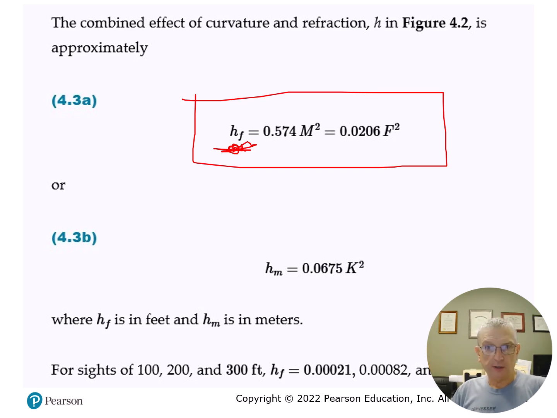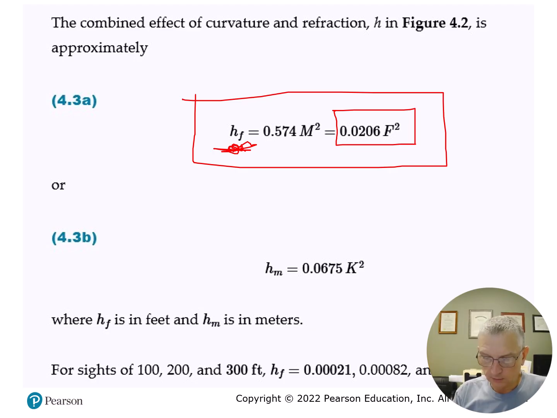And you come over here, this is the one that we would use the most, 0.026 times F squared, and F is the number of thousands of feet. So if you're 4,000 feet, then this would be 4 squared, or 16 times 0.026. And so just to look at that, 4 miles, that's 5280 times 4. Well, let me back up.